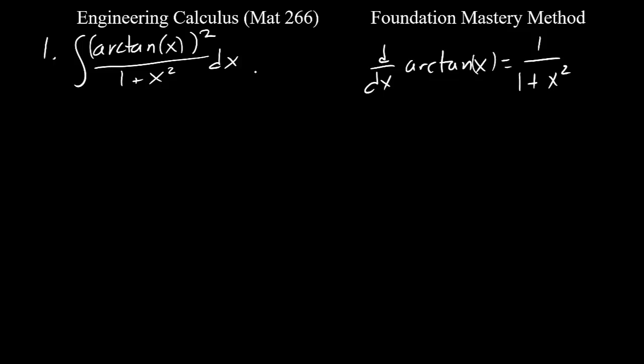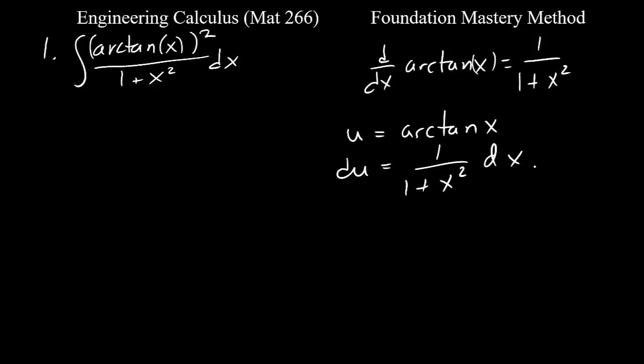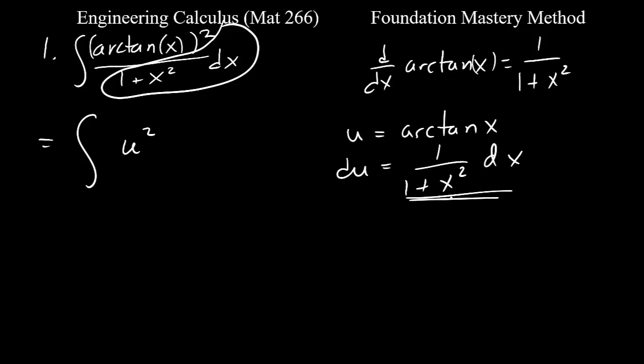So now, looking at this problem, the integral of arctangent of x squared over 1 plus x squared, we'll do a u substitution and we'll let u equal arctangent of x. Then du is going to be 1 over 1 plus x squared dx. So going over here to make our substitution, we'll have u squared in the numerator, and then what's remaining is 1 over 1 plus x squared times dx, which is actually identically equal to du.